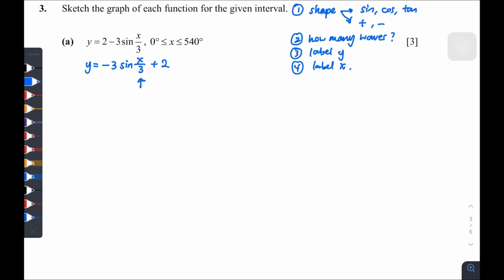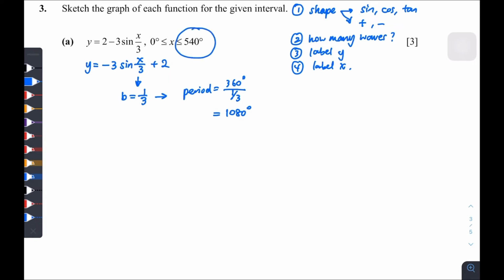Then let's take a look at how many waves we need. From here, b is equal to 1 over 3, correct? So with this, my period is going to be the original sine period, 360 divided by 1 over 3. So this is going to be 1080. Okay, so the period is 1080.